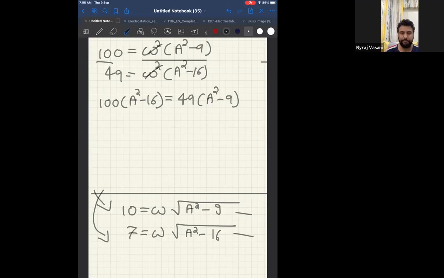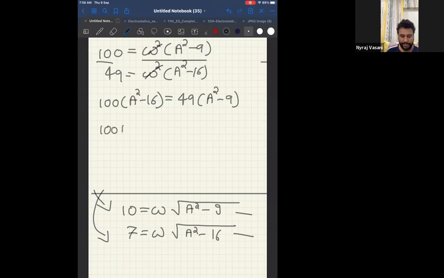Now, open the bracket, or you can do it in a simpler way, but we'll do it the long way, means without any shortcuts. Now, if I open the bracket, I will keep the a square terms on one side, I'll keep the numbers on the other side, then I'll get a square equal to something. Then I will take a equal to something, which is square root. Now, if I open the bracket, what will I get?